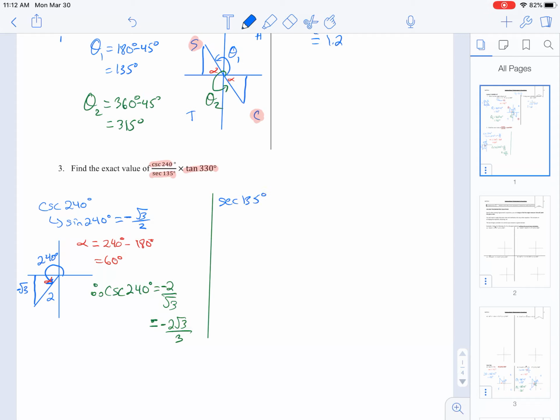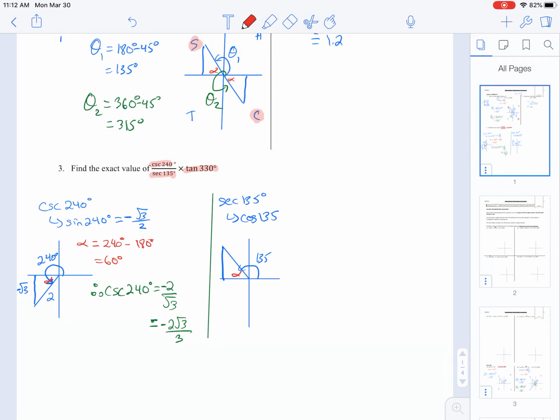Second one here is secant 135. Secant matches up to cosine. Again, if you need a sketch, you can do it. So we're somewhere here.